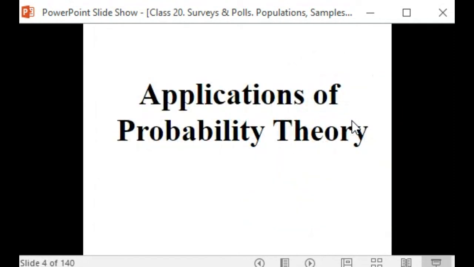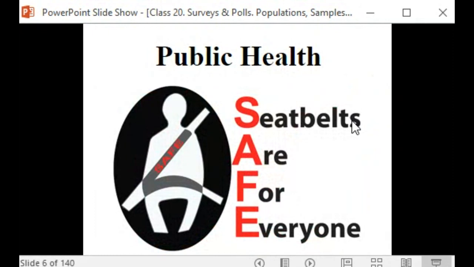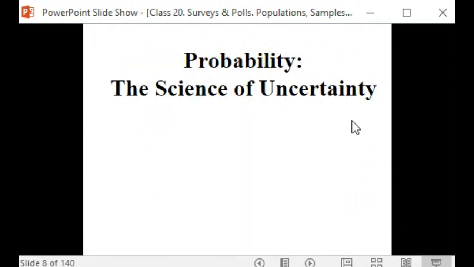We said modern probability theory has many applications in the present day world. And to name just a few, these include gambling, public health, and research statistics. Now, during the last class, I explained that probability has been called the science of uncertainty.